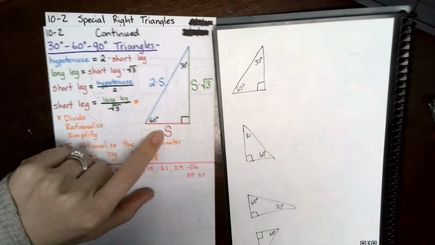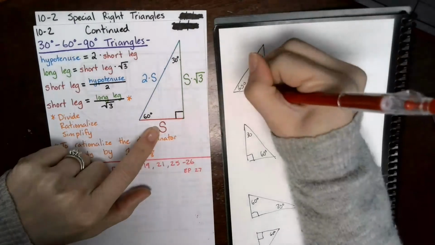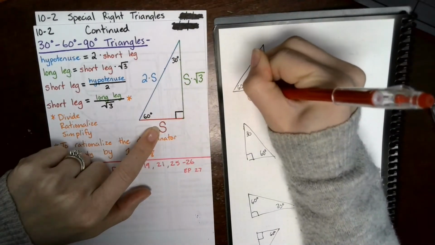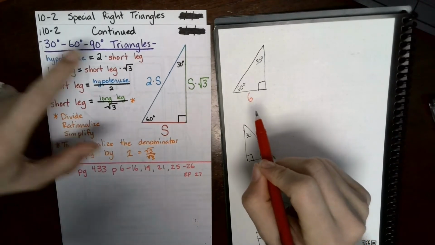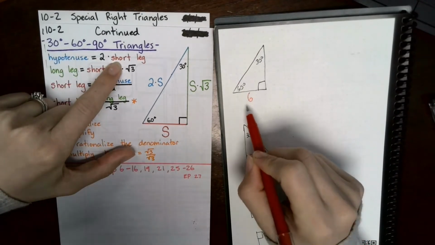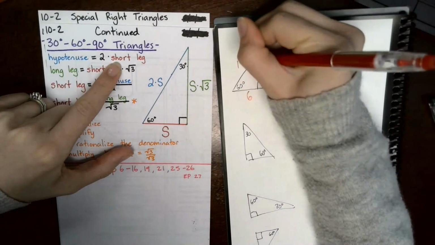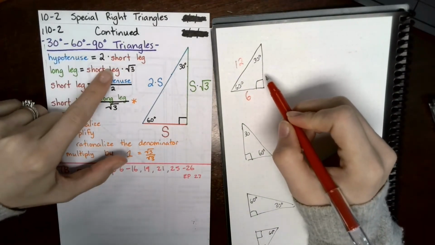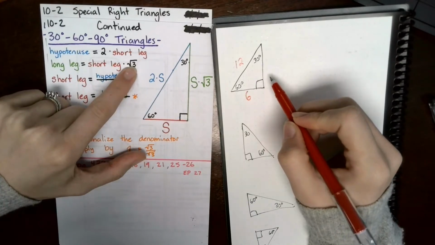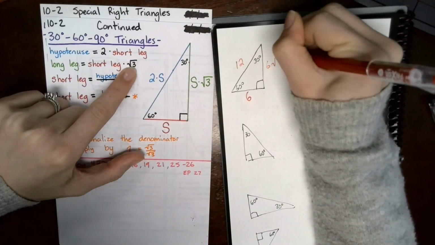This is where we base everything off of. So if we're given the short leg, for example, if I gave you that this short leg was 6, then you could find everything else. The hypotenuse is just 2 times the short leg. So if the short leg is 6, the hypotenuse is 12. And then for the long leg, it's just the short leg times the square root of 3. So it's just 6 square root 3.